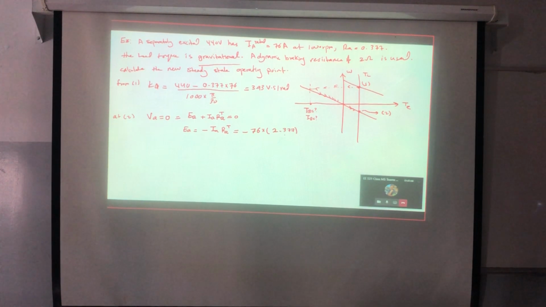2.377. So now if I need to find omega 2, this will equal minus 76 multiplied by 2.377 over 3.93. And if I do the math, this will equal minus 45.93 rad per second.